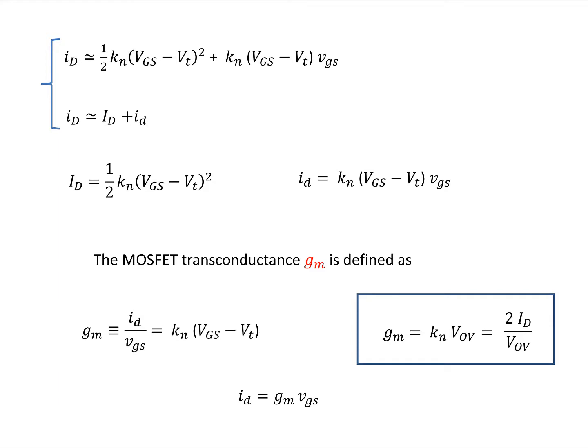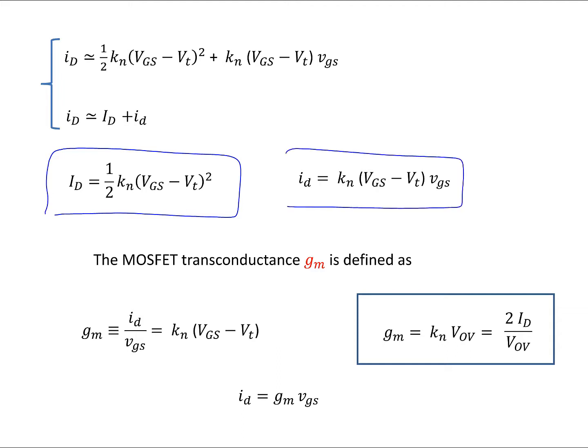If you compare those two iD equations, you can see that the DC component of the iD equation can be calculated using this expression, and the signal part can be calculated using this expression. The MOSFET transconductance, or gm, is defined as id over vgs, the signal drain current over the input signal applied to the amplifier, and it is equal to Kn multiplied by V_ov, or 2 times ID over V_ov. And as you can see, the signal current is proportional to the input signal by a factor called gm. So there is a linear relationship between the signal part of the drain current and the voltage signal that's applied to the MOSFET transistor.